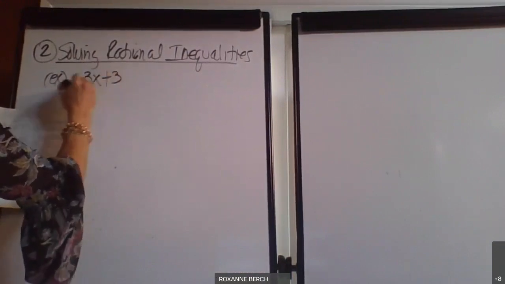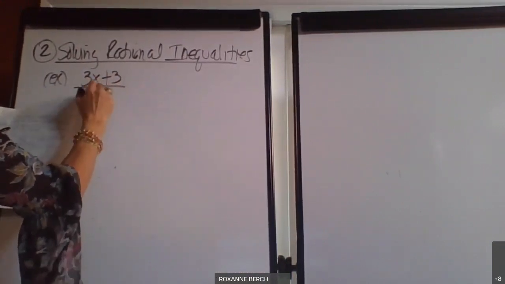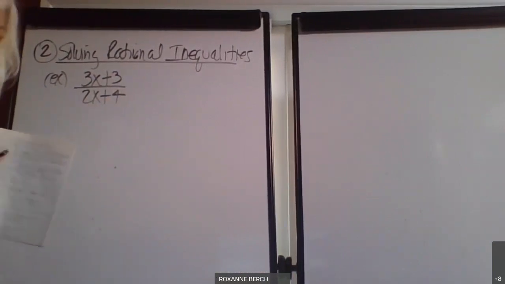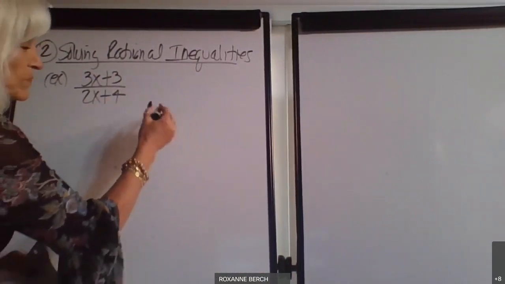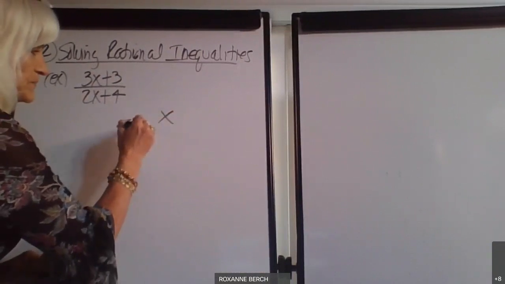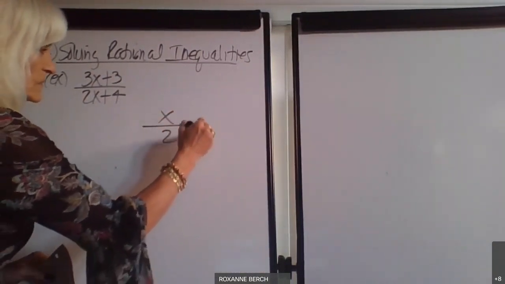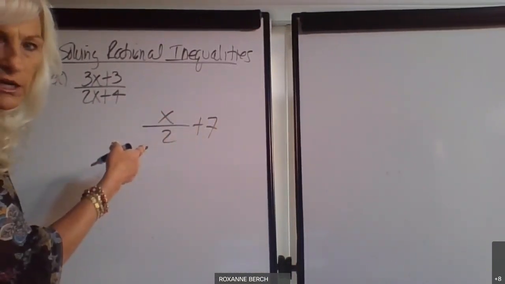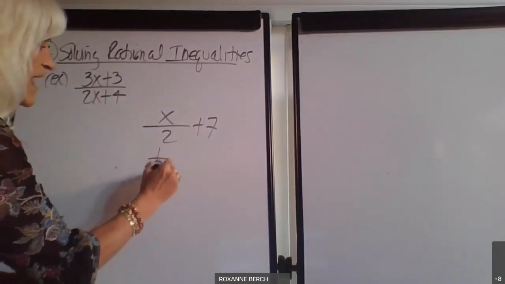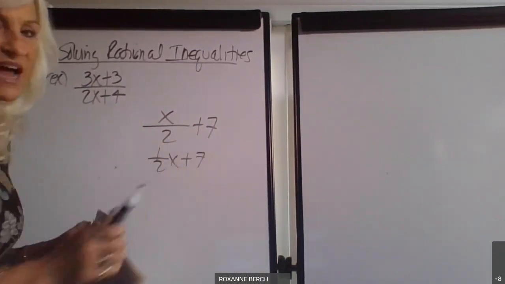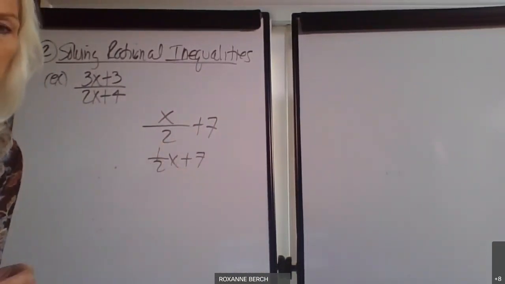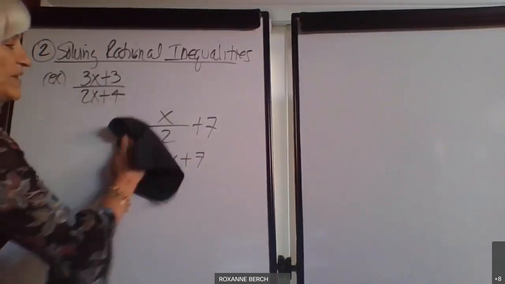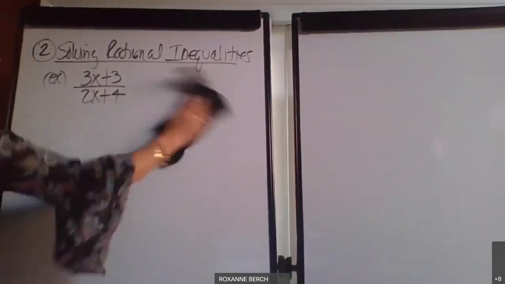So this is (3x + 3) divided by (2x + 4), and that's rational. And it's not rational just because it's a fraction, because if you had this, that's linear. So this really means 1/2 x plus 7. So the variable is not in the denominator. So I'm not saying just because it has a fraction, it's rational. I'm saying because there's a variable in the denominator, it makes it rational.